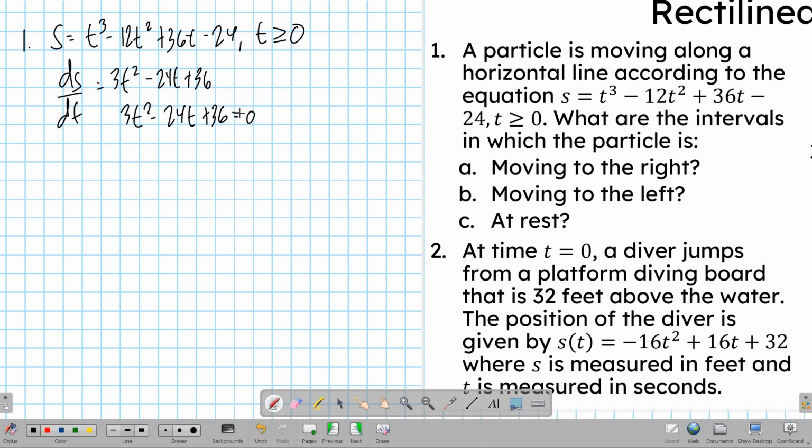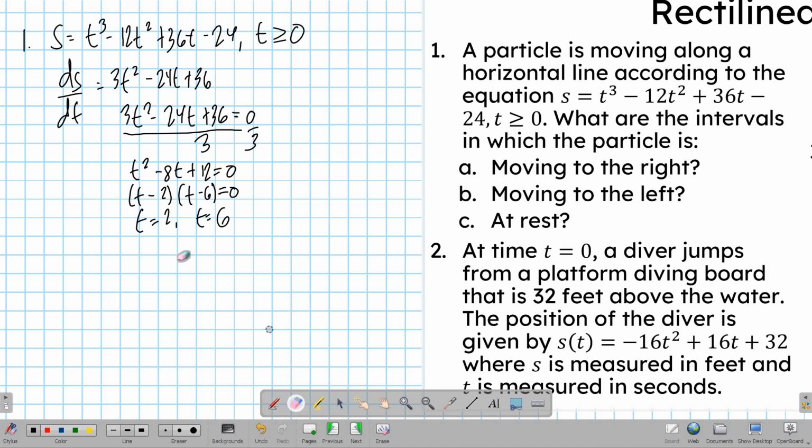And as we can see, this is actually divisible by 3. So we divide both sides of the equation by 3. And then we get t squared minus 8t plus 12 equals 0. Then factoring this out, we have t minus 2 times t minus 6 equals 0. Therefore, the roots of this, which is actually the velocity function already, would be t is equal to 2 and t is equal to 6.